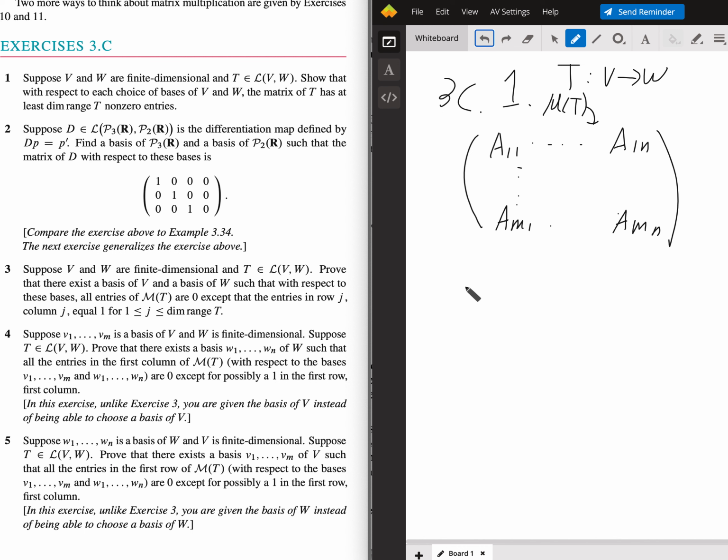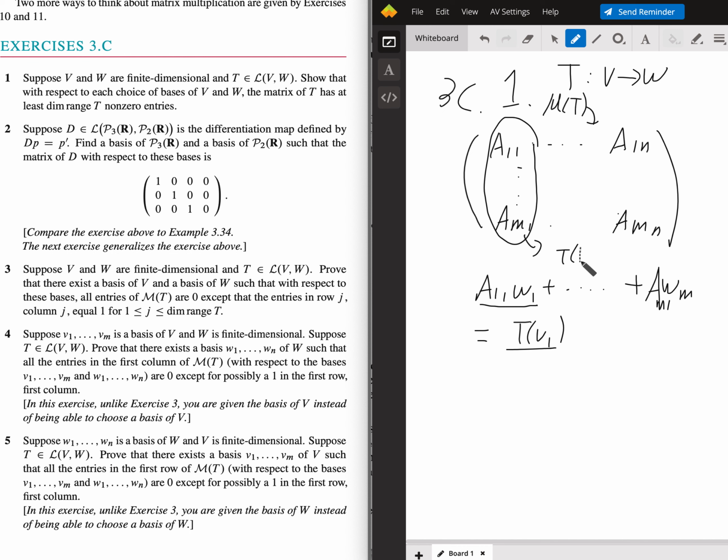A condensed way of thinking about it is, if you have a basis in V and a basis in W, and I won't write them out because I'm too lazy to, then the linear transformation of V1 would be A11 W1, etc., plus AM1 WM. That's the way this matrix works: this is supposedly T of V1 expressed as a linear combination of the basis in W.